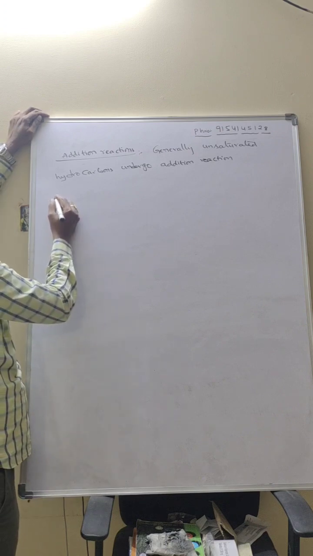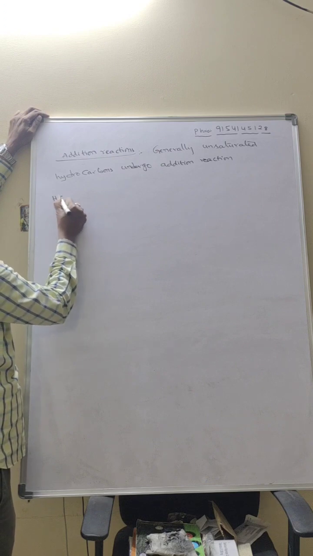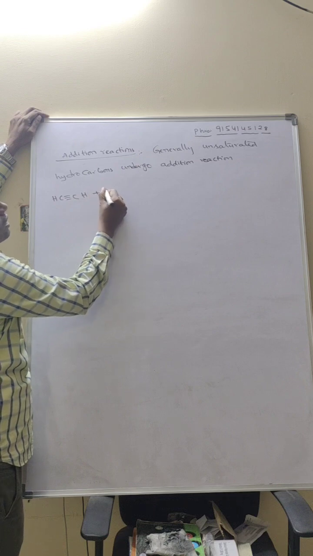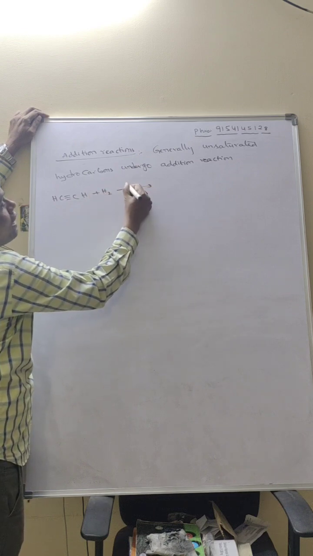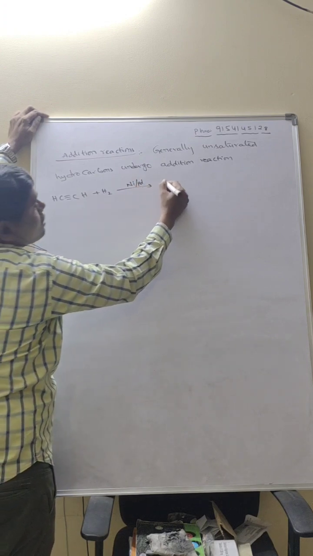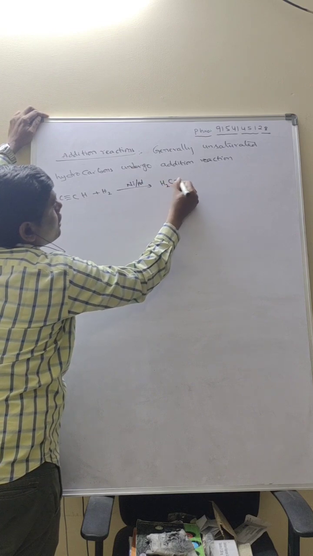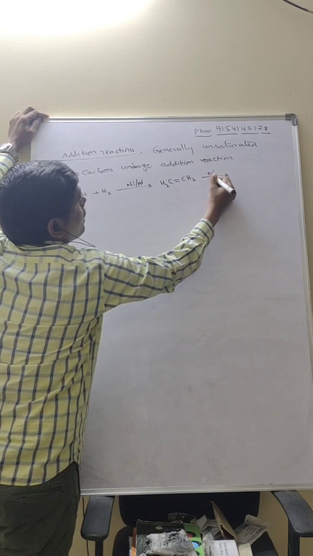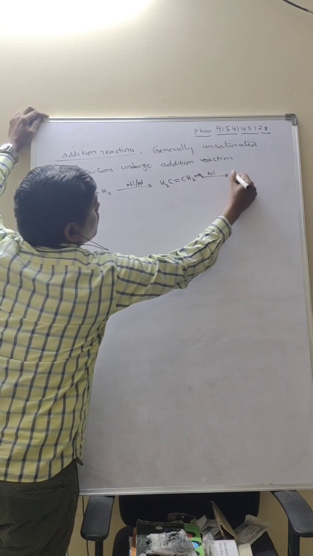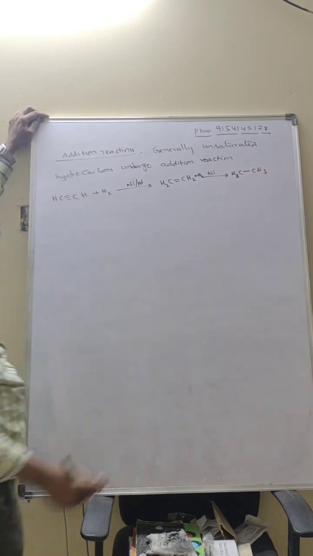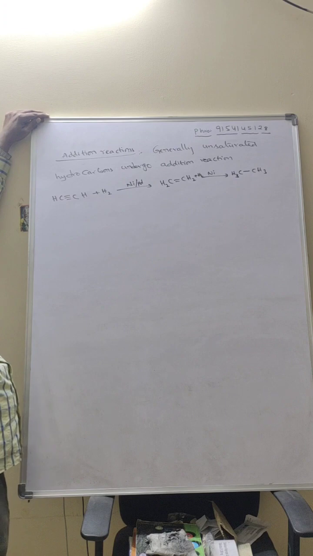Example is acetylene, HC triple bond CH. It undergoes addition reaction in the presence of nickel or palladium catalyst. That gives H2C double bond CH2. Again this undergoes another addition reaction and gives CH3-CH3. Unsaturated compounds are converted to saturated compounds.